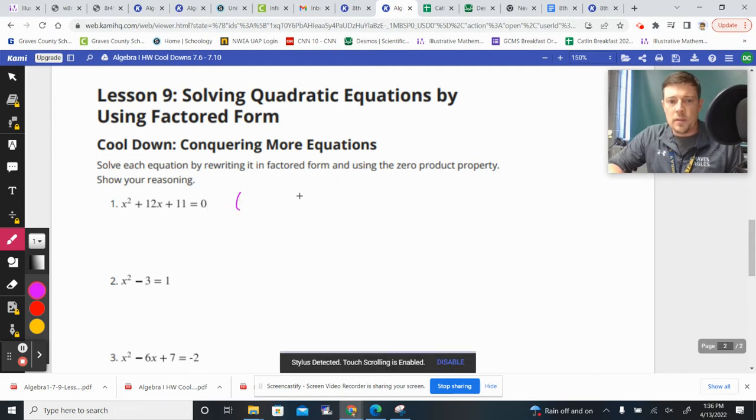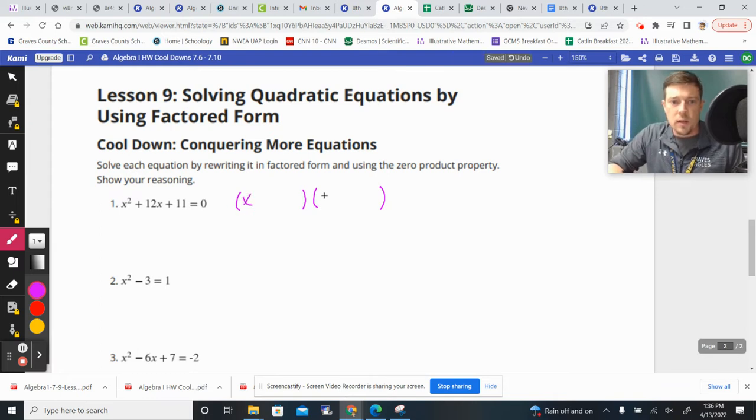We're going to rewrite this in factored form, which is going to give us a pair of factors being multiplied. X squared to start, so I know I'm going to start with an x in the beginning. My constant is positive, so I know since my linear term is also positive, these are both going to be pluses. I just got to find the two numbers that I can multiply, get 11, and also have a sum that's 12, the linear term. And those two numbers are simply 11 and 1, right? So this is the factored version of this.